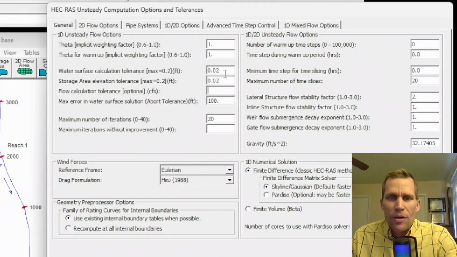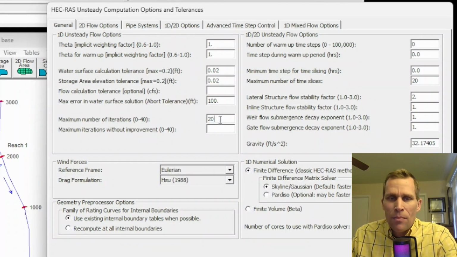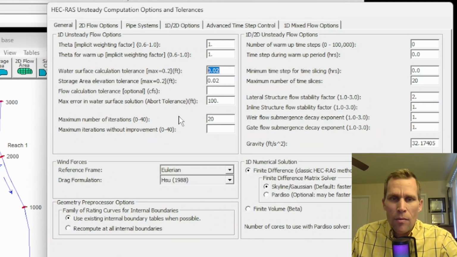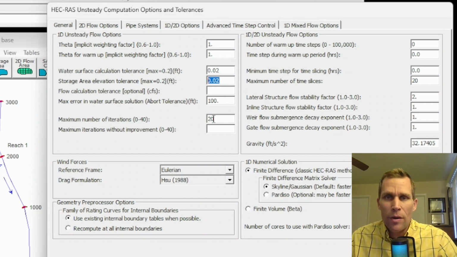When HEC RAS is computing, it will run as many iterations as necessary to satisfy these particular tolerance values, unless it hits the maximum number of iterations, which is further down here. Generally speaking, increasing these tolerance values will lead to a model that is less stable, but it will be faster when it computes. Decreasing these tolerances will make the model more stable. However, decreasing these tolerances may require more iterations and may result in a slower computation because more iterations are run.